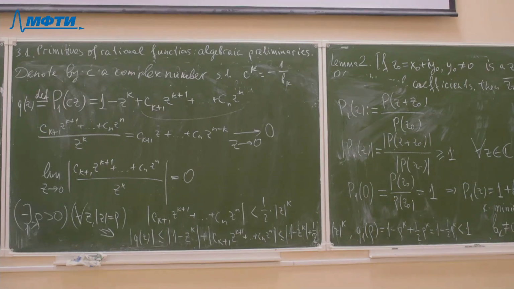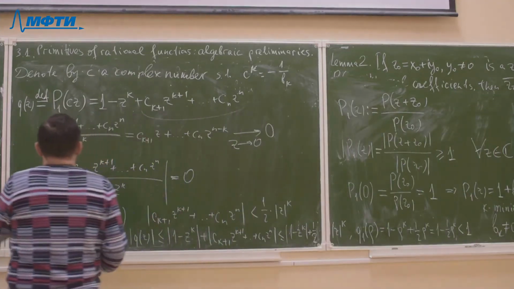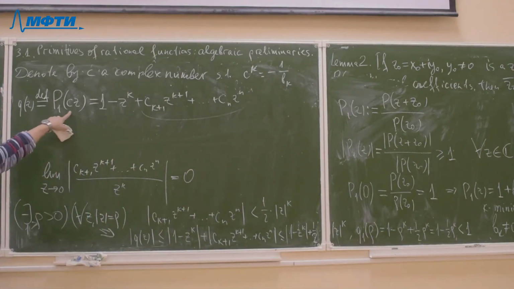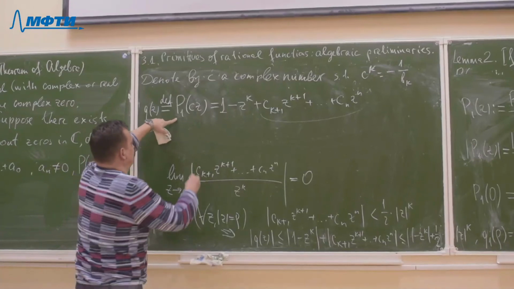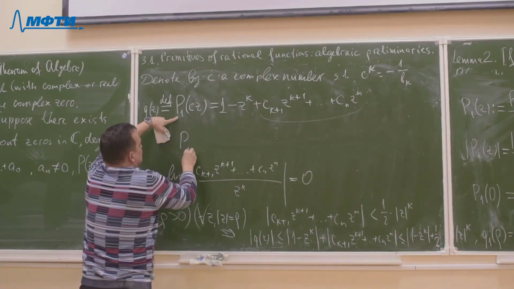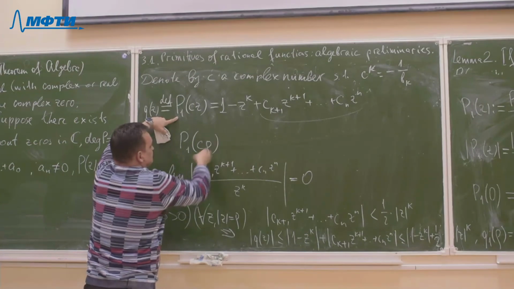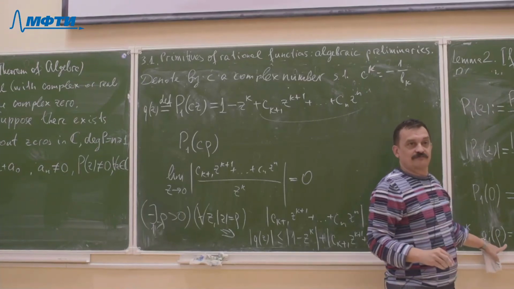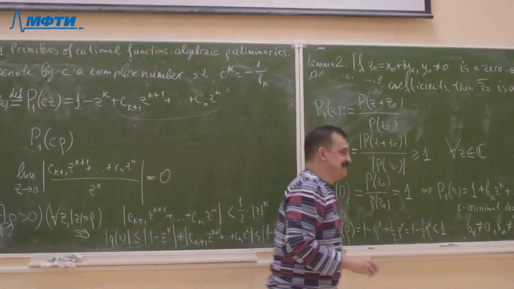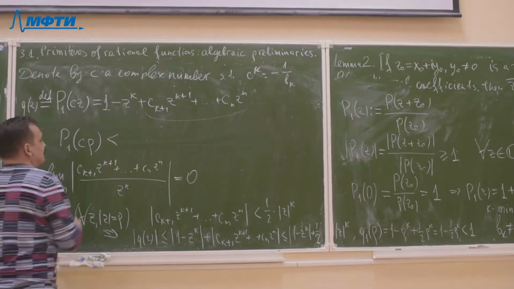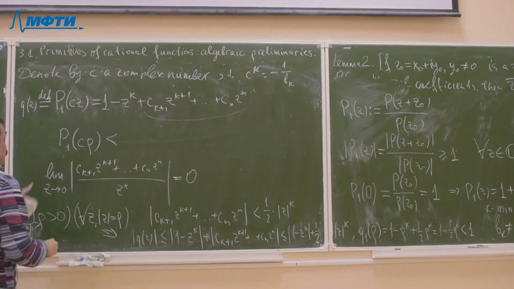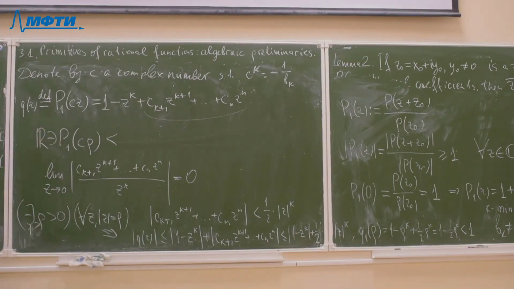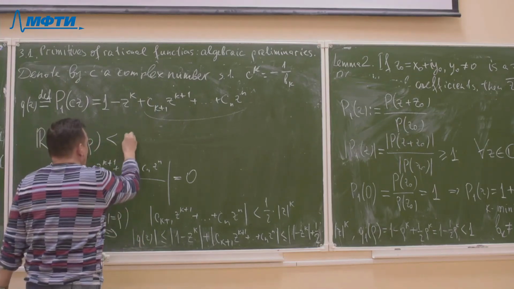And look what it means. Let me rewrite it in terms of Q, which is P1 of cz, right? So what do we obtain? P1 of c times rho, that is Q of rho, is strictly less, that is a real number, belongs to R, right? And strictly less than 1.